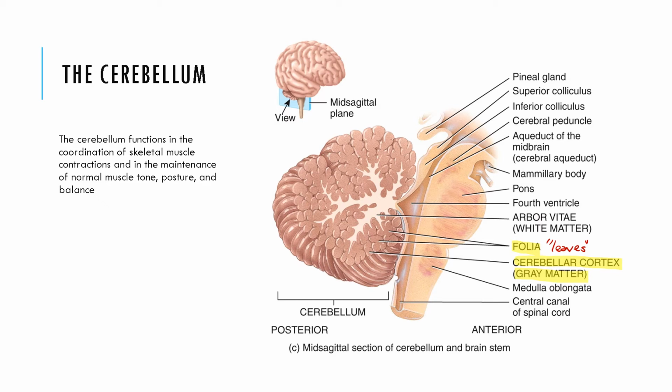Now, deep to the gray matter are going to be tracts of white matter called arbor vitae. So these are white matter, and arbor vitae literally means tree of life. So we kind of have a tree with the leaves, kind of looks like branches of a tree is what this white matter looks like. Now, even deeper within the gray matter are going to be the cerebellar nuclei. These are going to be regions of gray matter that give rise to axons, carrying impulses from the cerebellum to other brain centers.